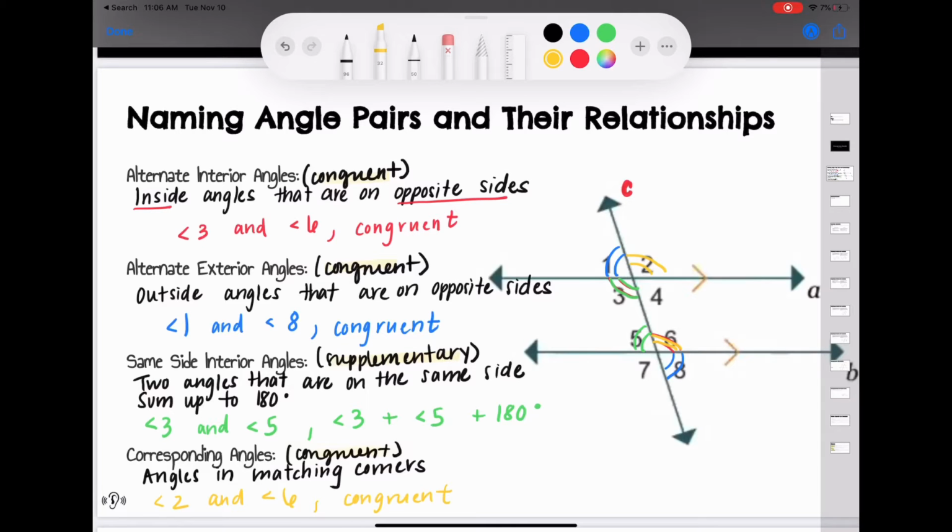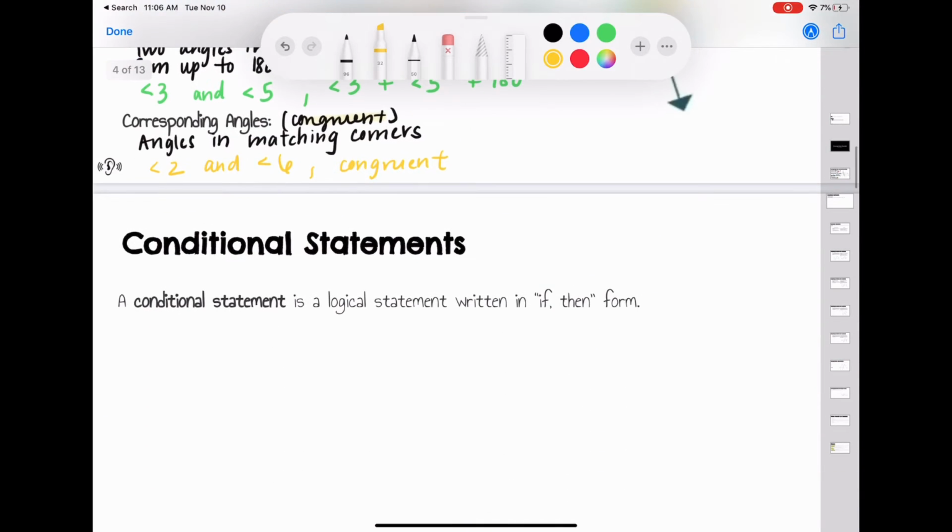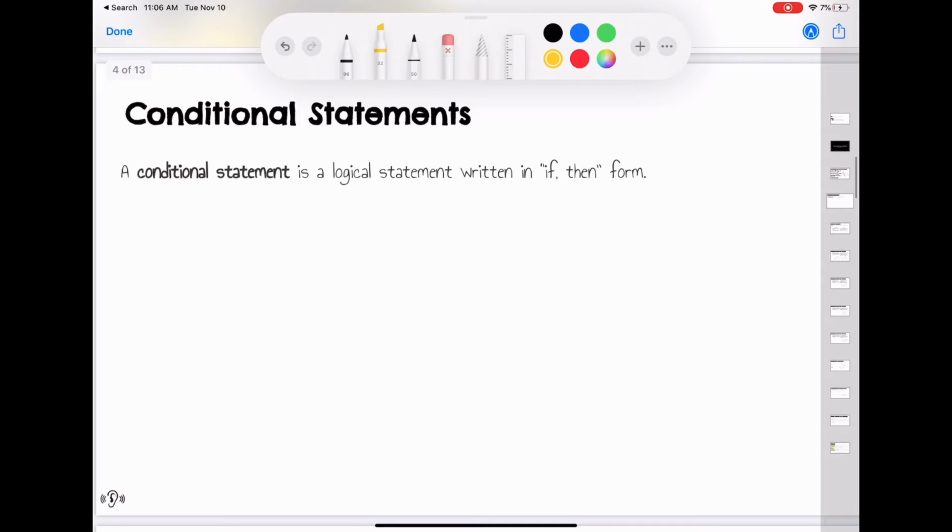There's a brief review of Unit 1, Lesson 4. Let's move on. Here's a brief review of Unit 1, more specifically, conditional statements. Let us remember that a conditional statement is a logical statement written in the form if, then. Remember that we had if, hypothesis, then conclusion. All conditional statements take the form if, then.